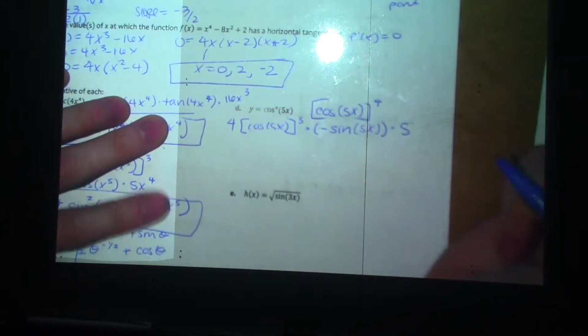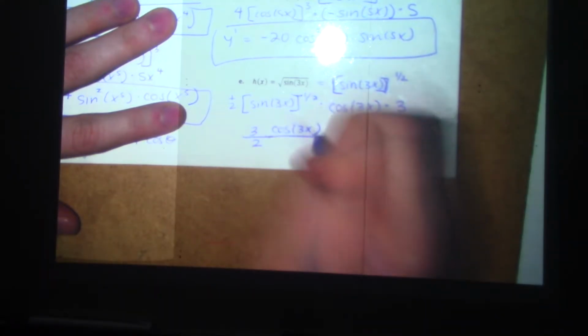D is another that has a function inside of a function, so I'm going to rewrite this as cosine of 5x all to the 4th power. Bring the 4 down, this is now cosine of 5x to the 3rd power. Take derivative of the inside, derivative of the inside is negative sine of 5x, and then I have one more inside to go, derivative of 5x is 5. So I'm going to pull the negative, the 4 and the 5 out, so that's negative 20 cosine cubed of 5x times sine of 5x, and that is my y prime, my derivative.